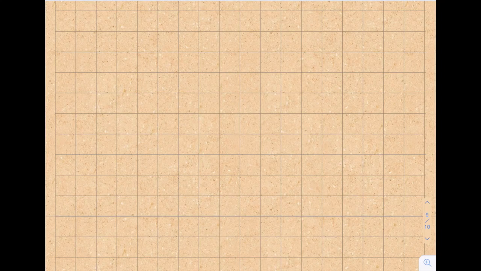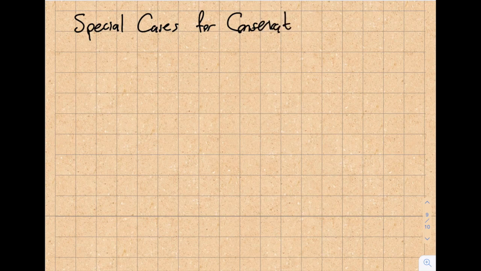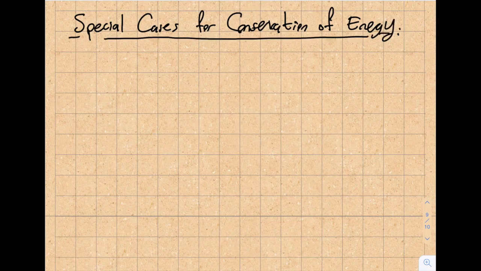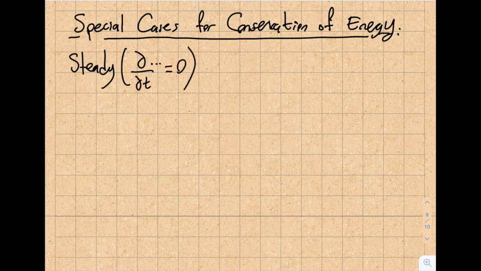Okay, now we're going to talk about the special cases for the energy equation. Special cases for conservation of energy. Okay, what we did first when we were covering conservation of mass and conservation of momentum was the steady case. So I will go and do the same here as well. Simply what it means is there's no change with respect to time.